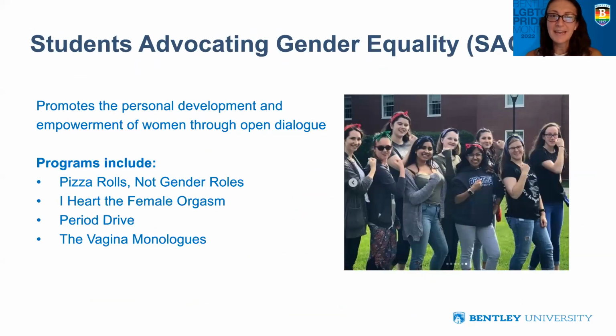We have Students Advocating for Gender Equality. Again, another really wonderful group that promotes personal growth, development, and empowerment of women through open dialogue. And this is open for all genders. We have programs that include Pizza Rolls, Not Gender Roles, and I Heart the Female Orgasm. They do a period drive where they collect sanitary napkins. So it's a really wonderful organization. And being part of that organization, you also get to determine which events you want to focus on each year. So it's a really wonderful group.